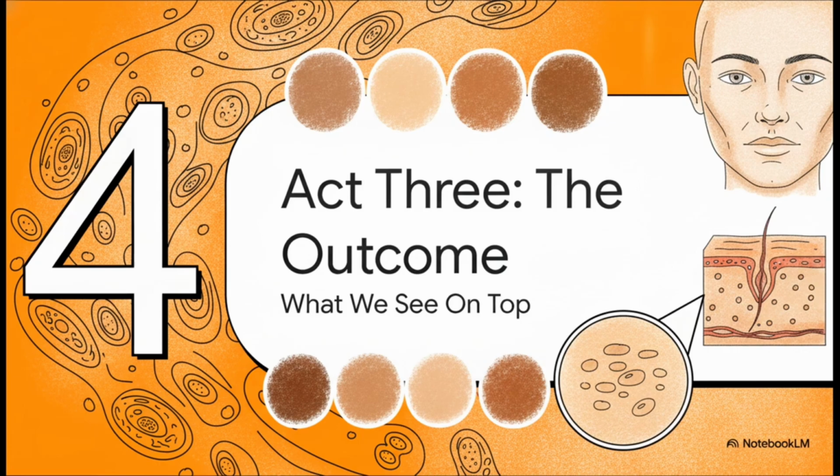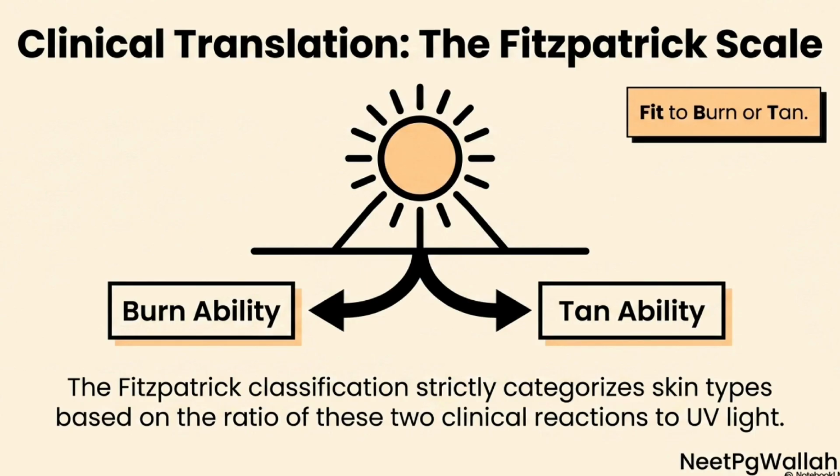All right, let's hit Act 3, the outcome. This is what we actually see on the surface. The visible, real-world result of all this microscopic cellular work is categorized clinically by something called the Fitzpatrick scale. And the Fitzpatrick classification is incredibly straightforward. It's simply measuring a patient's natural reaction to the sun. Specifically, the question is, does their skin burn or tan when it's exposed to UV light?